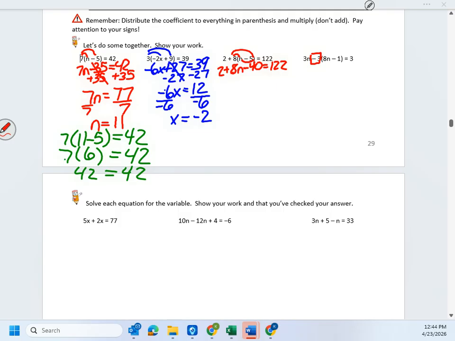What's my next step, Joe? You can combine like terms. So what do I combine? 2 plus negative 40. What is 2 plus negative 40? Negative 38.